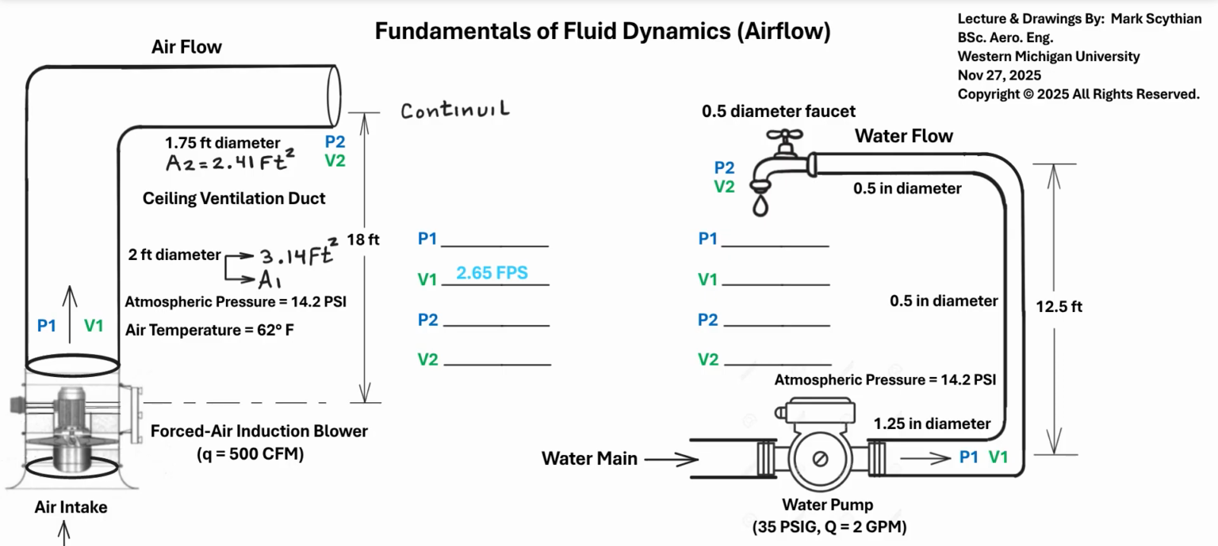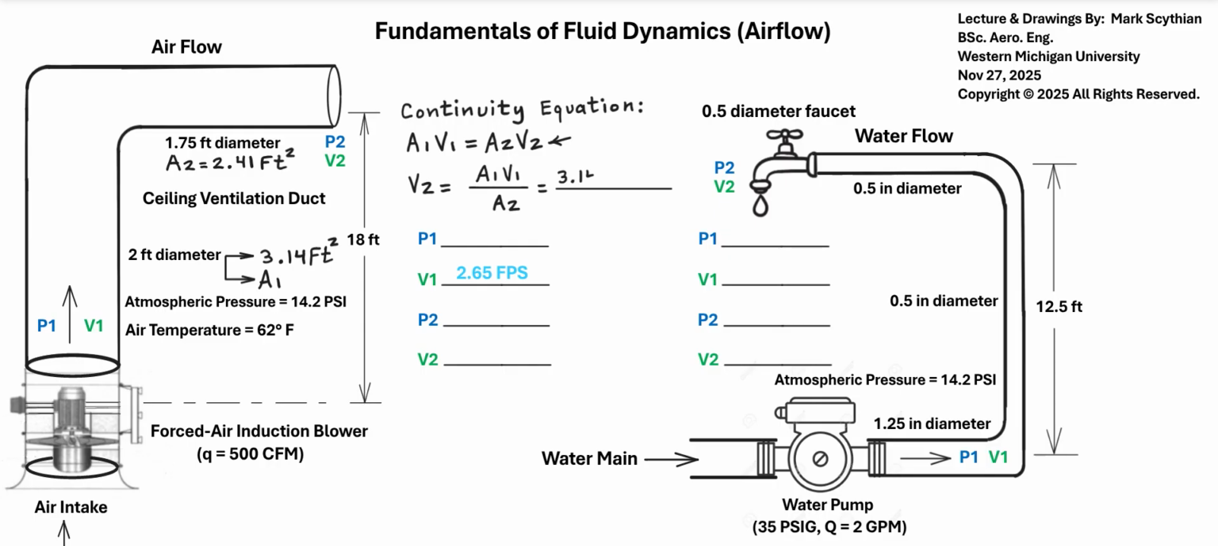So next we can use the continuity equation, which is A1 times V1 is equal to A2 times V2. So we can solve for V2. So algebraically this is rearranged so it is A1 times V1 divided into A2.